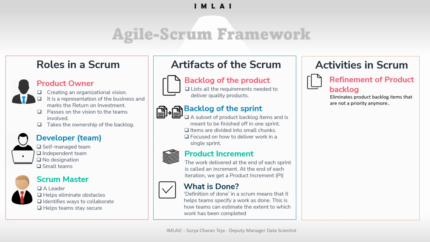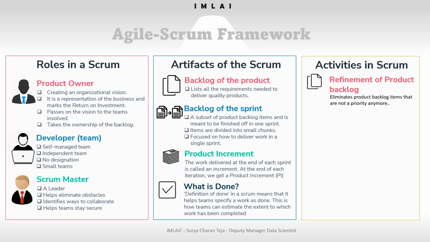The first activity that is done by many of the employees who work is the refinement of product backlog. What does it mean? It eliminates product backlog items that are not a priority anymore. That's important. So you have the backlog of the product, and in refinement, whatever product backlog you have, if it is not a priority, you could remove it.